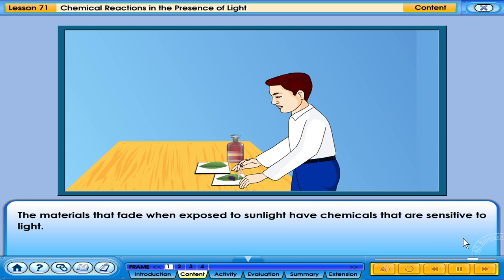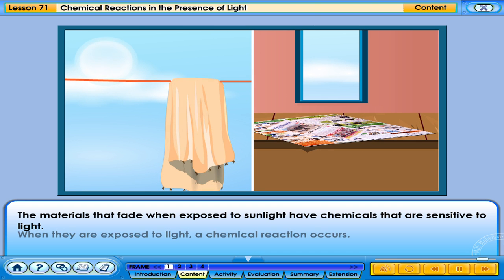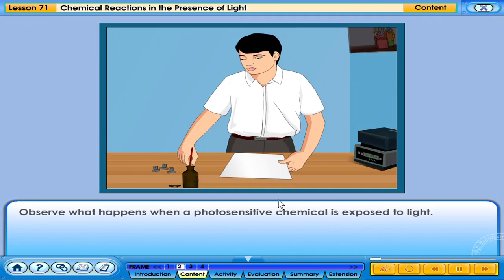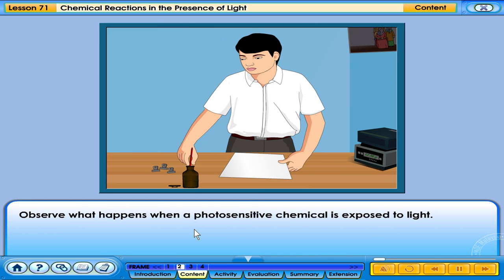The materials that fade when exposed to sunlight have chemicals that are sensitive to light. When they are exposed to light, a chemical reaction occurs. These substances are photosensitive chemicals. Observe what happens when a photosensitive chemical is exposed to light.